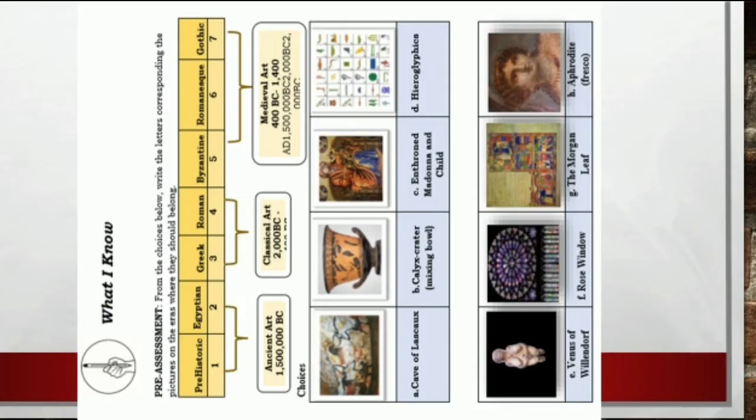B, Callus Crater. C, Enthroned. D, Hieroglyphics. E, Venus of Willendorf. F, Rose Window. G, the Morgan Leaf. Then last, letter H, Aphrodite. Okay, pakisagutan na po. Bigyan ko kayo ng 5 minutes. Pakipost muna ang video para masagutan.